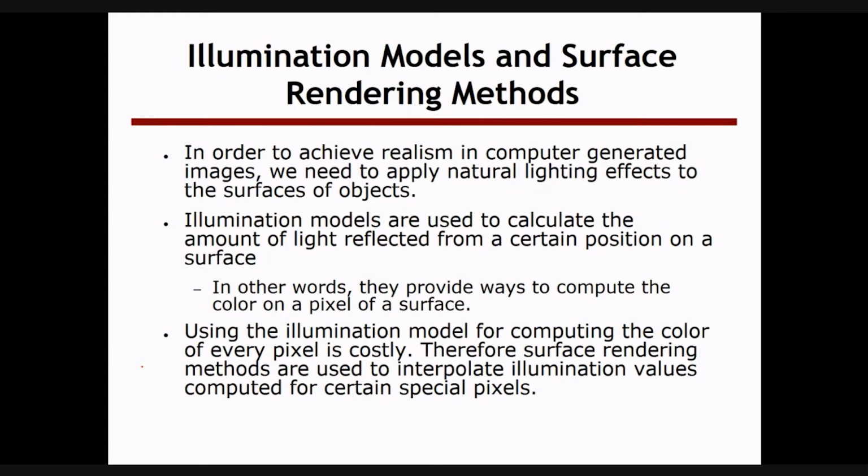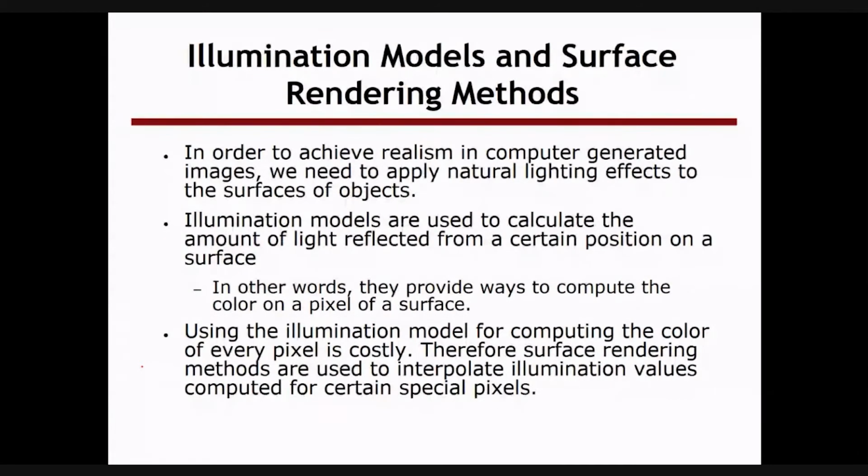In other words, illumination models provide a way to compute the color on a pixel of a surface. If you have a surface and a few pixels that are illuminating that particular object, and you have some way to calculate the intensity for that pixel, then it would be a very good thing.